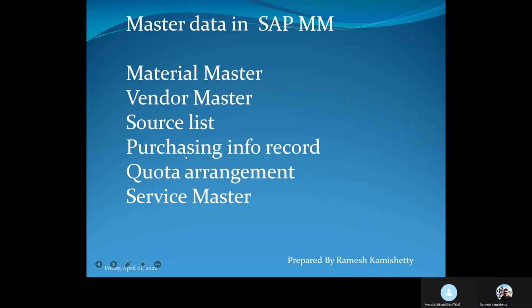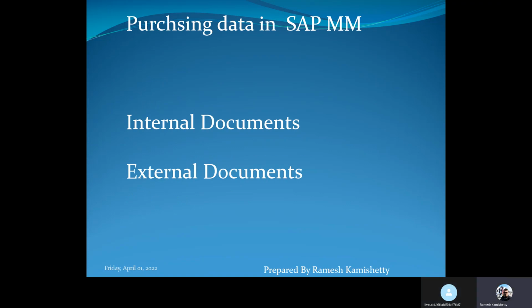So, master data, purchasing data, and transactional data. In purchasing data, we have internal documents and external documents. Just now we discussed the purchase request. That is an internal document, not a legal document. External documents mean purchase orders, contracts, and schedule agreements. So the purchase order is a legal document.